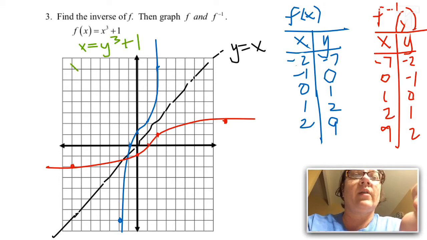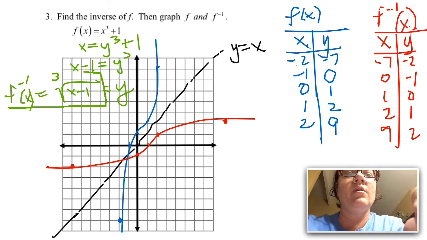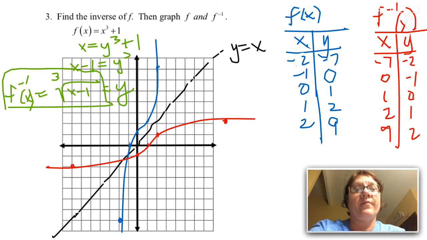So I'm going to subtract the 1 and then I'll cube root. So the cube root of x minus 1 is my new function. And I'm going to name him f inverse. So there's the equation. I have the graph. All done.